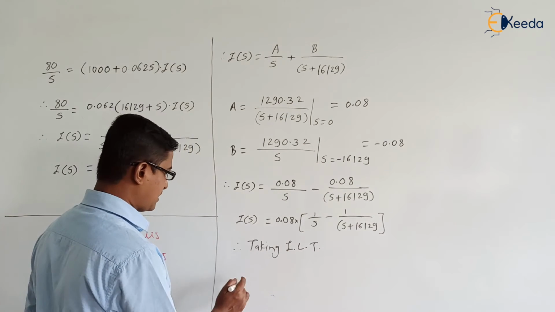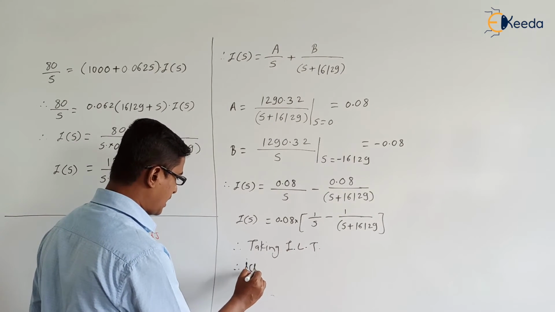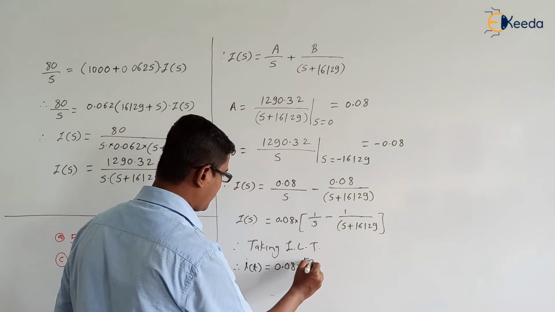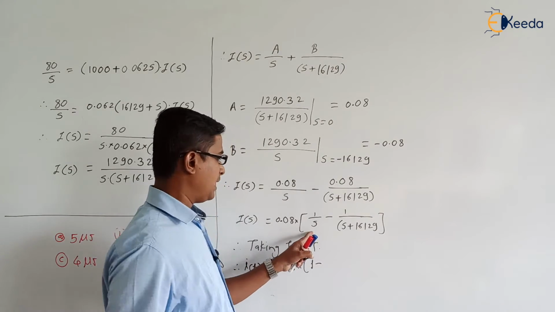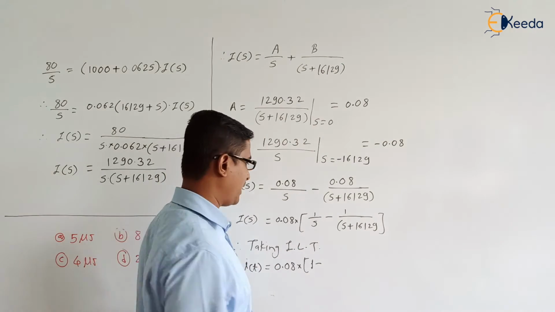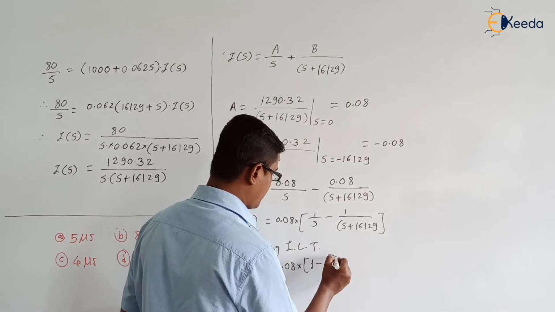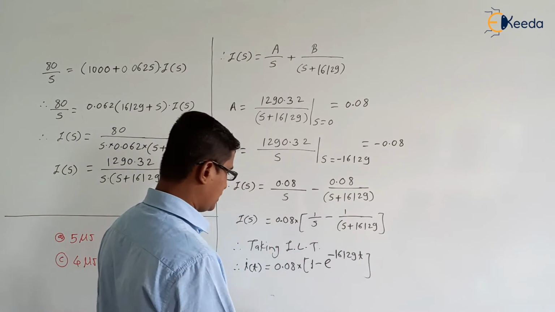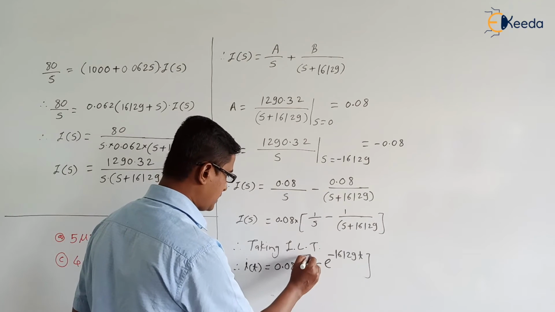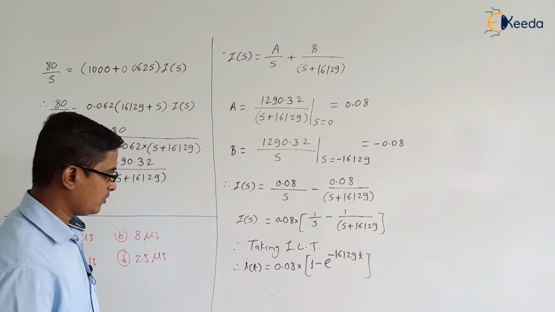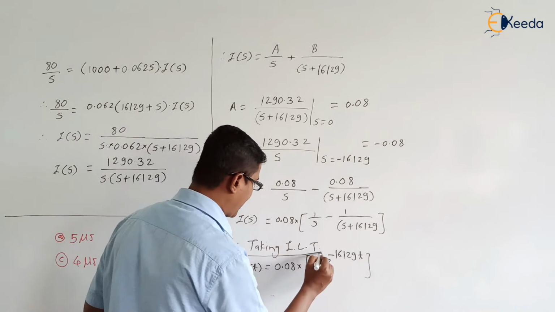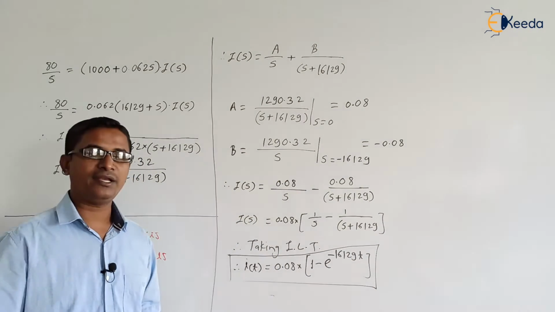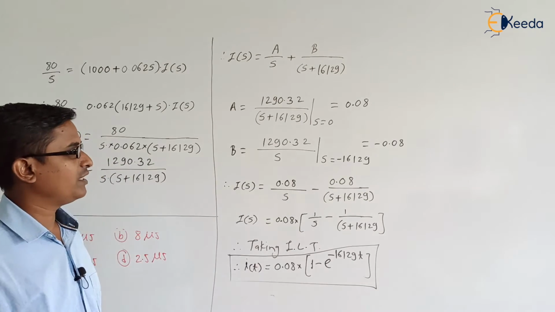So we can write it as I of t. Therefore I of t is equal to 0.08 into what? It is 1 minus, right? Laplace of 1 is 1 by S. So 1 minus e to the power minus 16129 t. So this is I of t. But our task is not to find I of t. Our task is to find Tp, right?